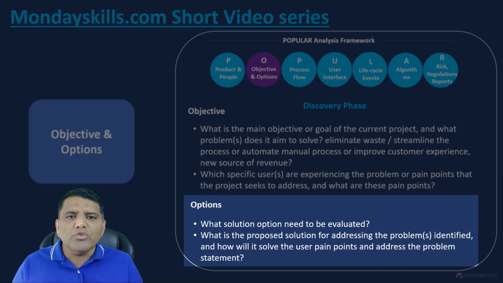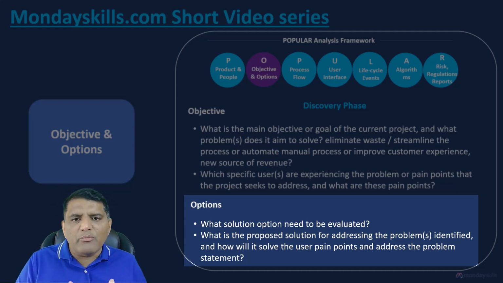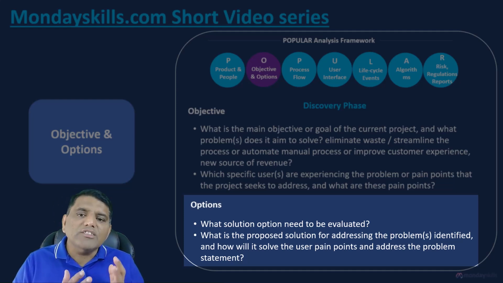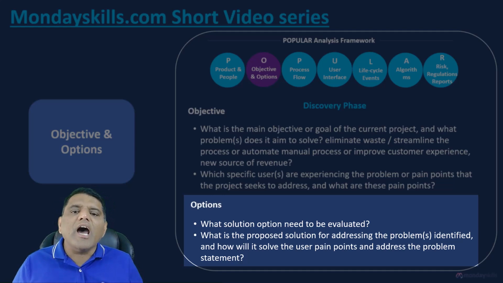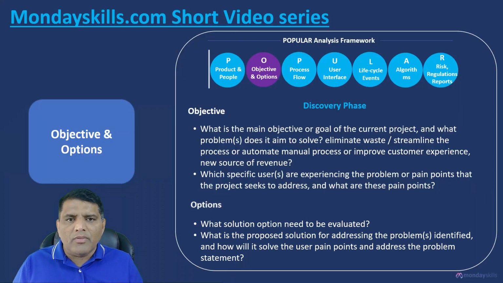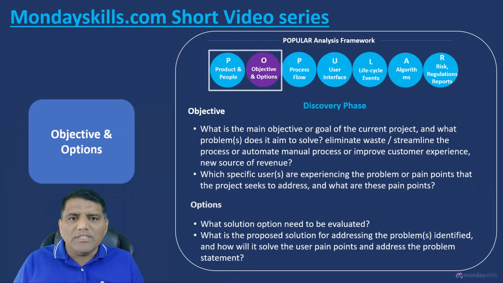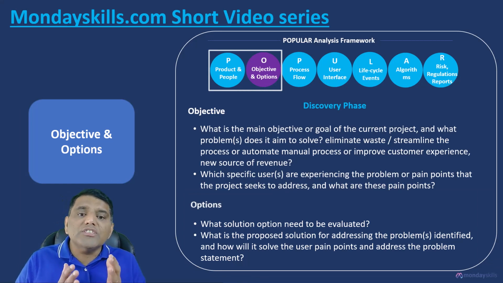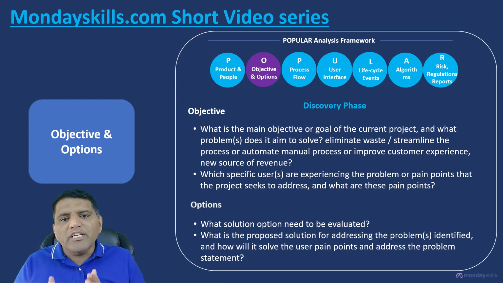So what are these solutions? What are the solutions that have been analyzed? What are the solutions we need to analyze? What are the solutions that we can consider, and how are we going to arrive at a decision? Now this P and O, which is product, problem, and people, and objectives and options, together constitute the discovery phase. Now that you know the problem statement and the objective of the project, you can really start focusing on analyzing the solution.